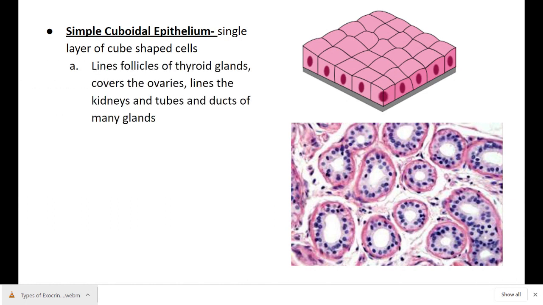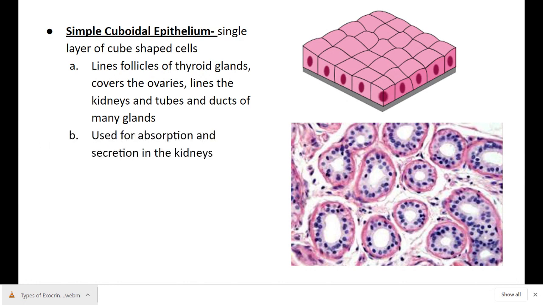Now think about these: they can be easily damaged, but on the flip side, they can repair themselves pretty easily as well. Our next type is simple cuboidal, which is a single layer of cube-shaped cells. I should have said already, the pictures you're seeing on the right include an illustration, but then you notice there's an actual photograph. All of these are actual photographs through microscopes of structures in the body.